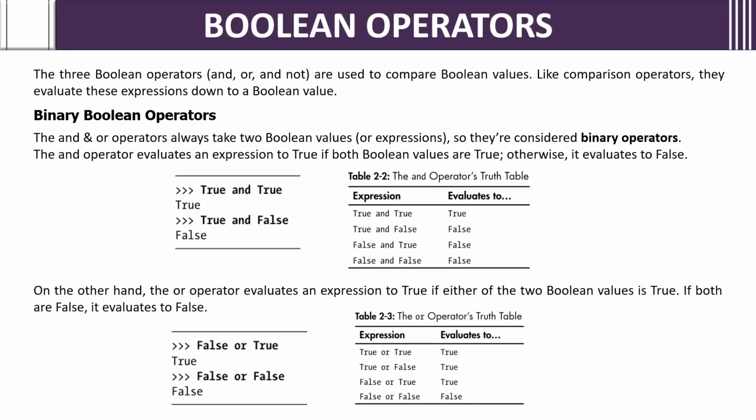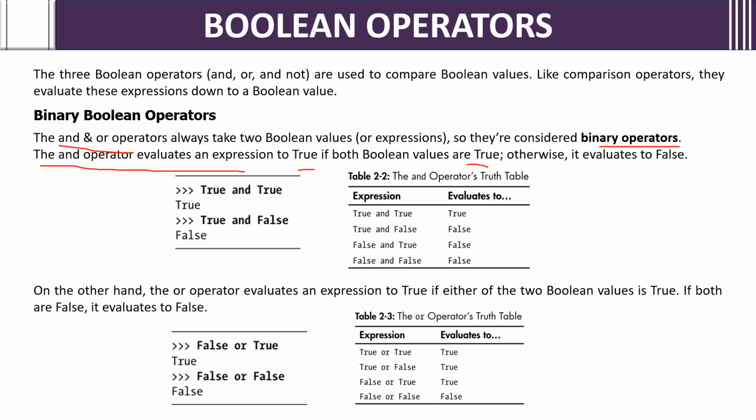Boolean operators. The three Boolean operators and, or, and not are used to compare Boolean values. Like comparison operators, they evaluate these expressions down to a Boolean value, like true or false. And, or, and not are binary Boolean operators; the and and or operators always take two Boolean values or expressions, so they are considered binary operators. The and operator evaluates an expression to true if both Boolean values are true. Otherwise, it evaluates to false.